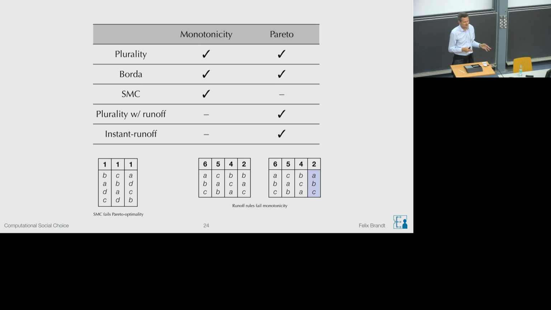So monotonicity, of course you cannot compare those things directly, so they're logically independent from each other, but the failure of Pareto optimality seems really severe, at least to me, right? Because it means you select something even though everybody agrees something else is better.